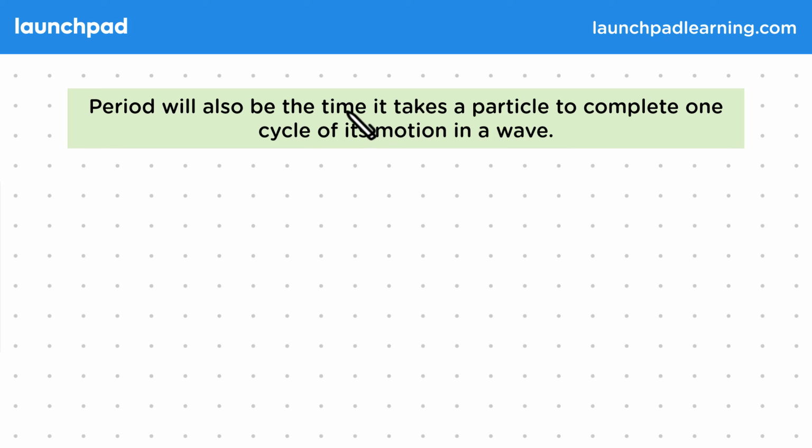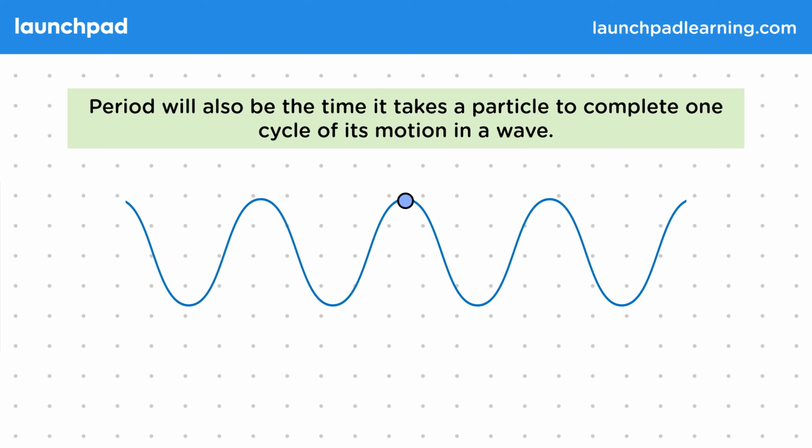Period will also be the time it takes a particle to complete one cycle of its motion in a wave. Let's look at our wave again, but this time we'll be looking at how this particle in the wave moves. As the wave pattern moves, it tells us that the particle must be moving like so to keep up with this pattern. So in one cycle of the wave, the particle moves down to the bottom of the pattern, then back up to where it started, like so.